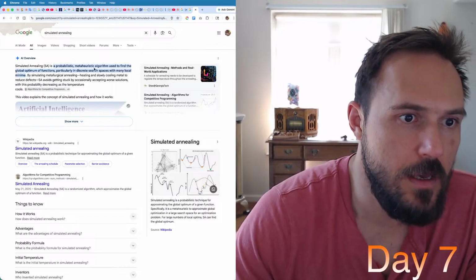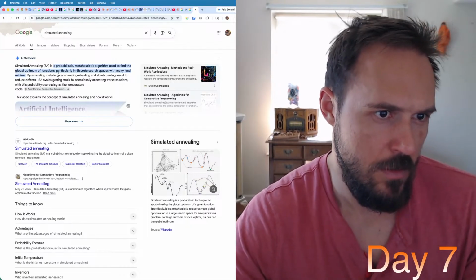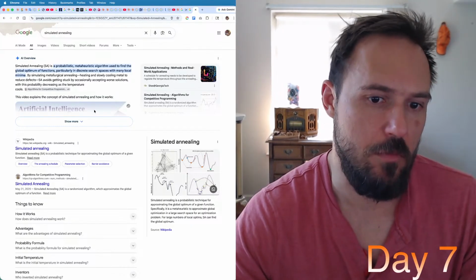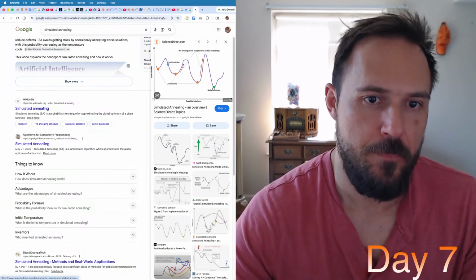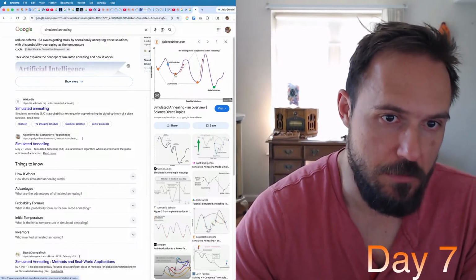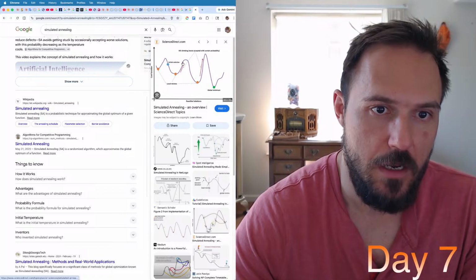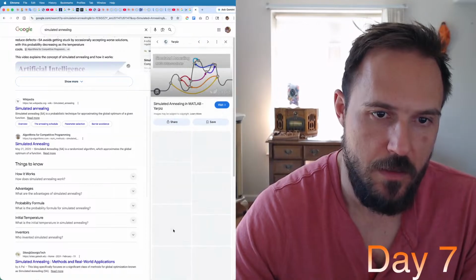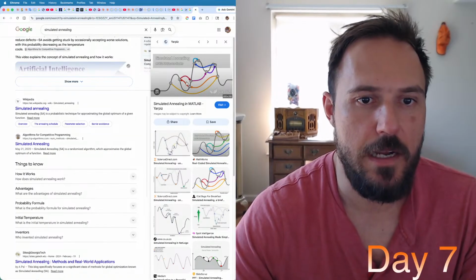A probabilistic metaheuristic algorithm used to find the global optimum of a function, particularly in a discrete search space with many local minima. That's what I was saying. We have many local minima. We start from here with gradient descent, we'll fall here and never go back. So we'd have to step up. Bam, bam, bam. Yes. Okay. I tried this before.